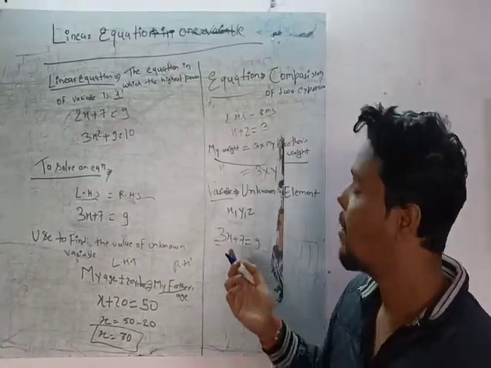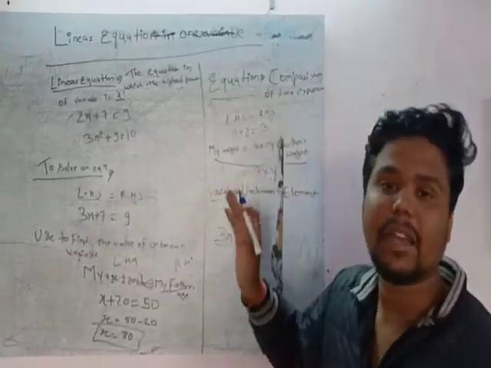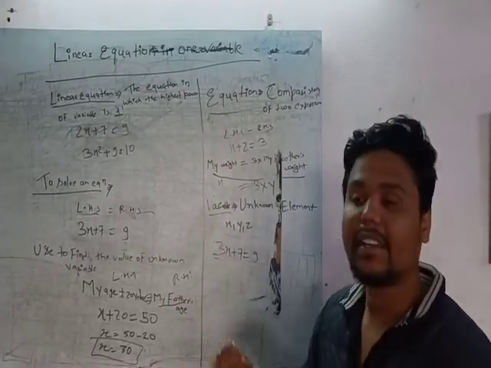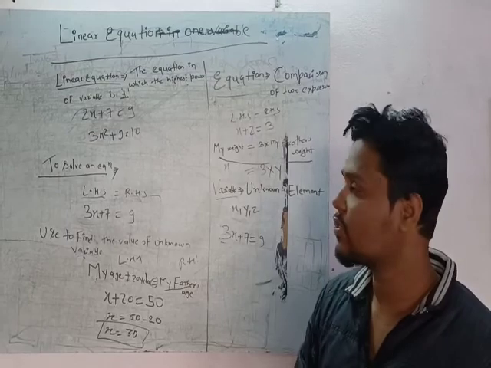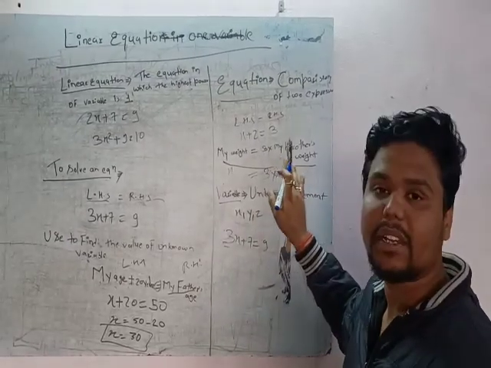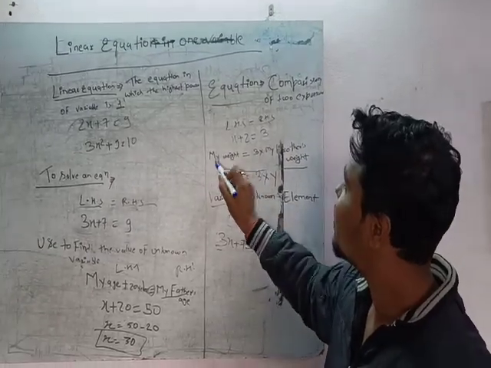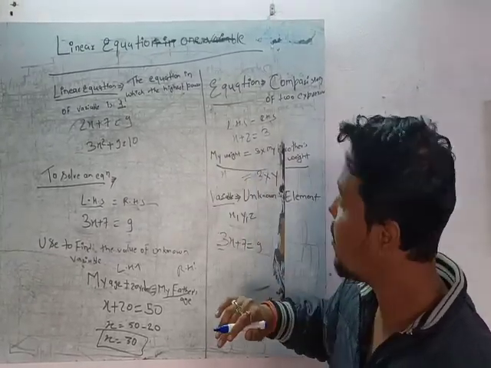For example, my weight is 3 times my brother's weight. This is a statement, so we can write it in the form of an expression. So my weight equals to 3 times my brother's weight. This is an example of comparison between two expressions.